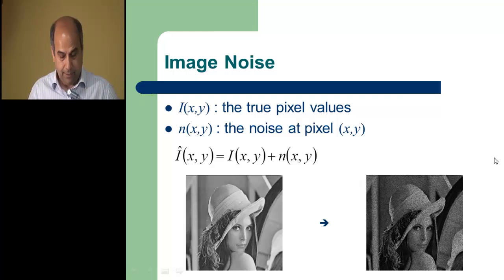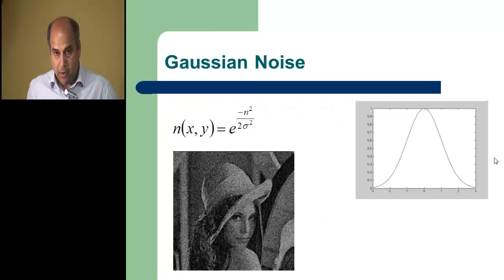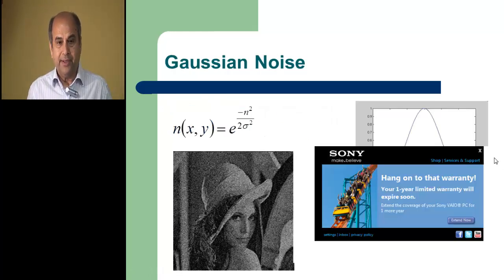So this may be the actual image, but due to noise we may get something like that, which is not that good. So now the main question is what is the model of noise, because noise has to have a distribution. We don't know exactly the noise at every pixel. If we knew that, then it would not be noise. The reason we call it noise is because we don't know much about it. But we may know the distribution.